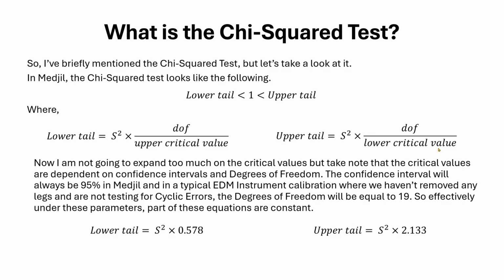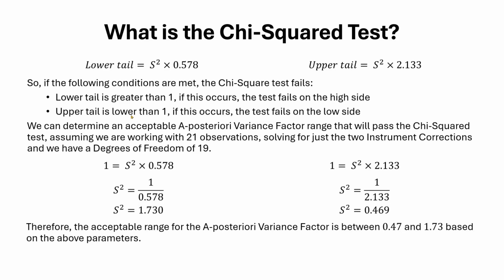Now, I'm not going to expand too much on the critical values, but let's just take note that the critical values are dependent on confidence interval and degrees of freedom. So the confidence interval will always be 95% in Medjil. And in a typical EDM instrument calibration, where we haven't removed any legs and we're not testing for cyclic errors, degrees of freedom will be equal to 19. So effectively, under these parameters, part of these equations are constant. So if the following conditions are met, the chi-squared test fails. If the lower tail is greater than 1, the test fails on the high side. And if the upper tail is lower than 1, the test fails on the low side.